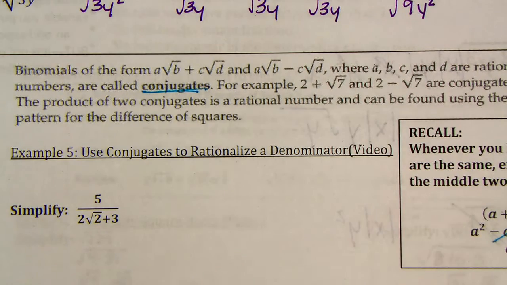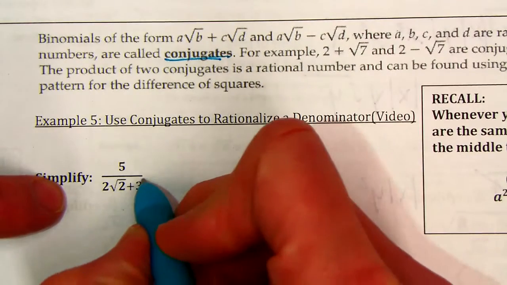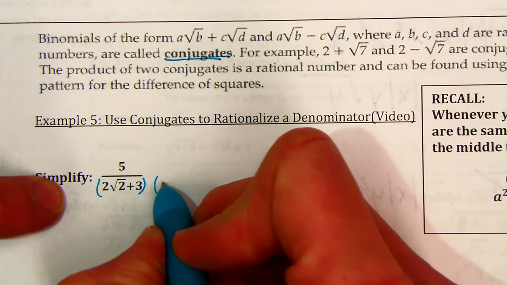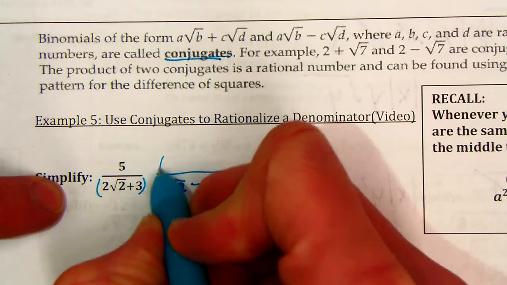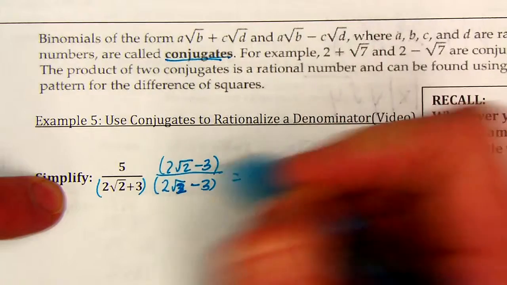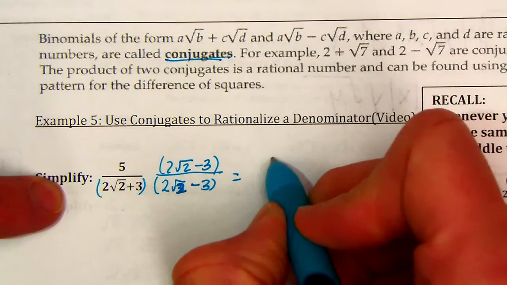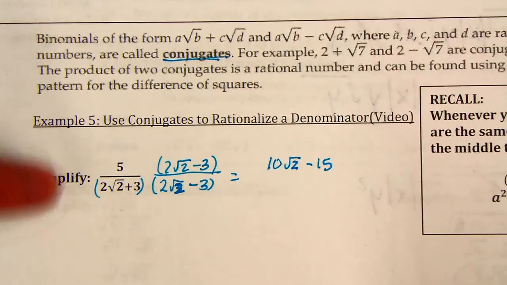All right? If we look at this one right here, what we're going to end up multiplying by is the conjugate of this denominator. So 2 square root of 2 minus 3 over 2 square root of 2 minus 3. In the numerator, very simple, just distribute the 5. So we get 10 square root of 2 minus 15, because you take 5 times both of those terms. Remember, you take 5 times the coefficient out front, and then the radical just comes along.